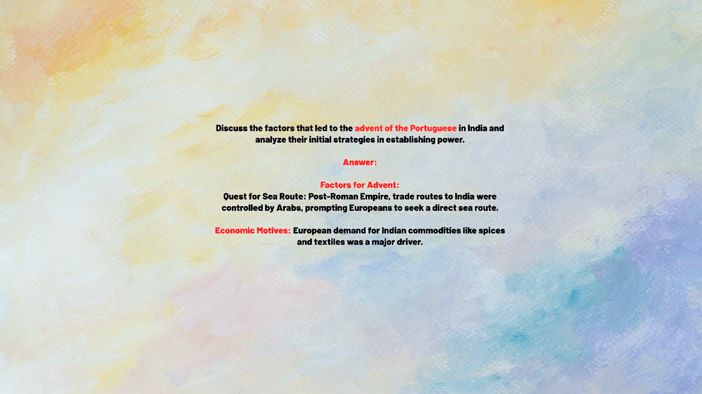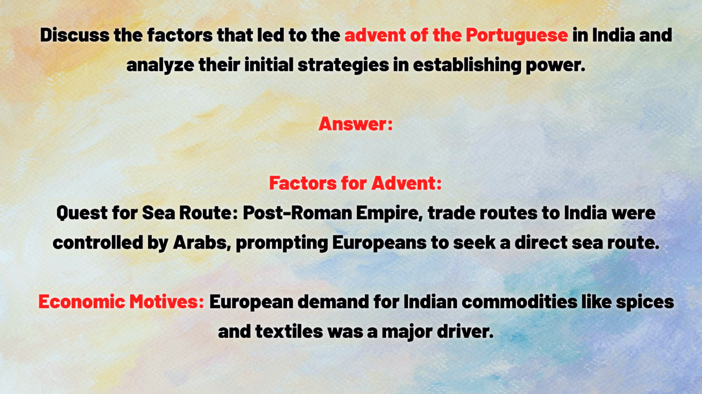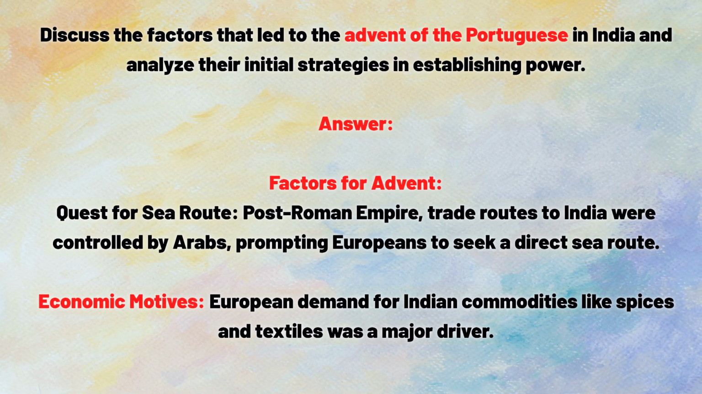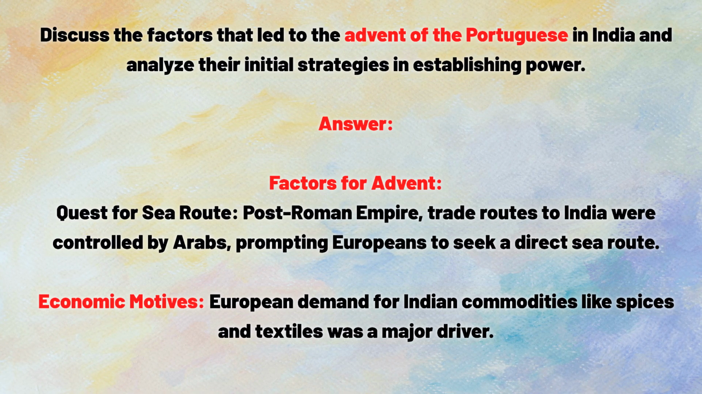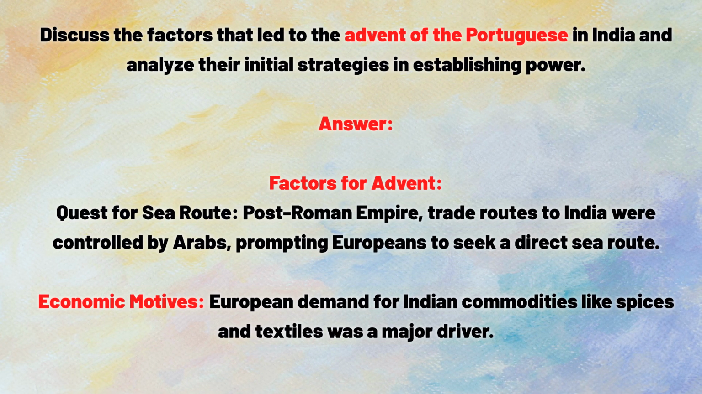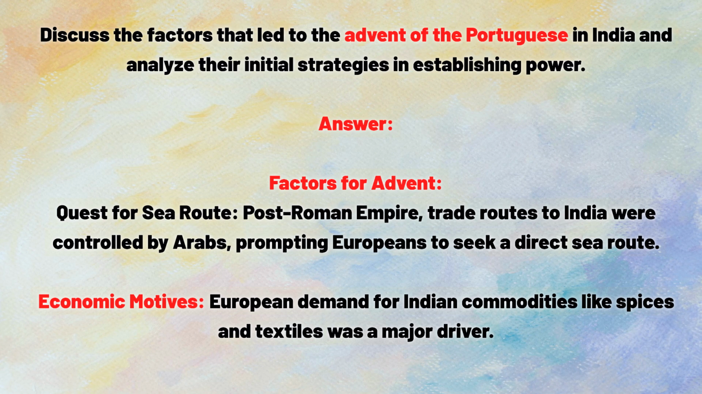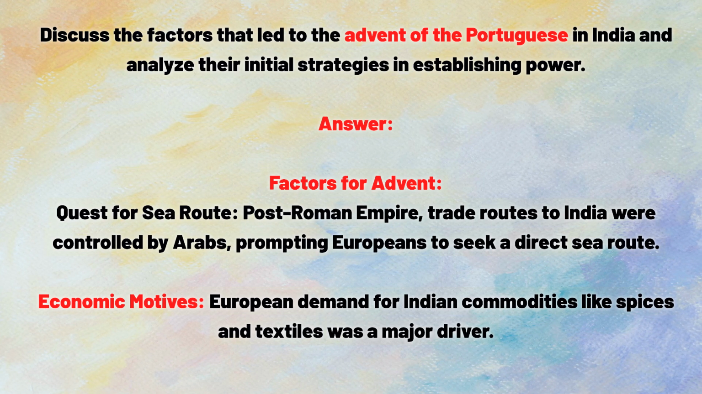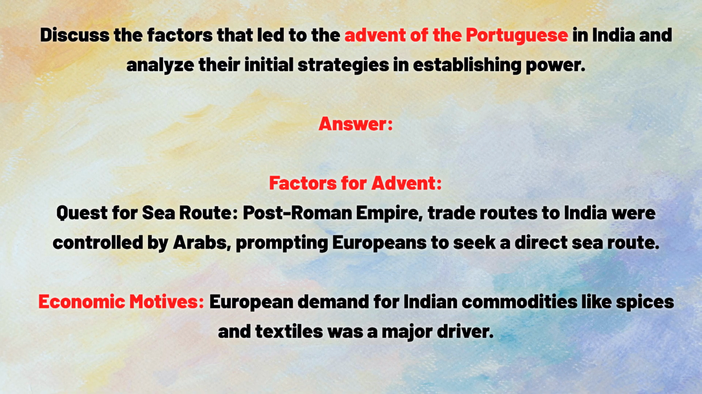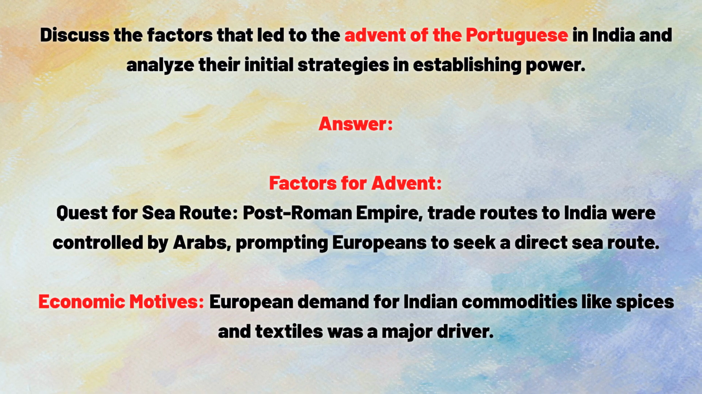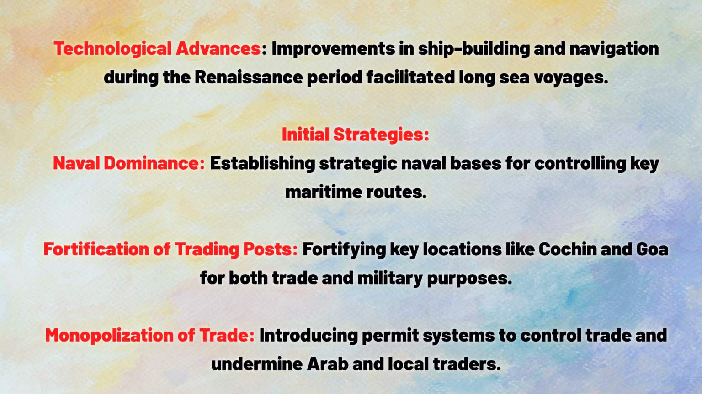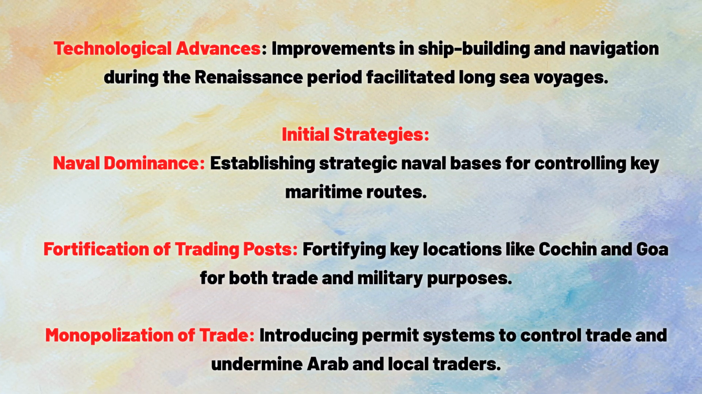Chapter 3. Discuss the factors that led to the advent of the Portuguese in India and analyze their initial strategies in establishing power. Answer. Factors for advent: quest for a sea route, post-Roman Empire, trade routes to India were controlled by Arabs, prompting Europeans to seek a direct sea route. Economic motives: European demand for Indian commodities like spices and textiles was a major driver. Technological advances: improvements in shipbuilding and navigation during the Renaissance period facilitated long sea voyages.